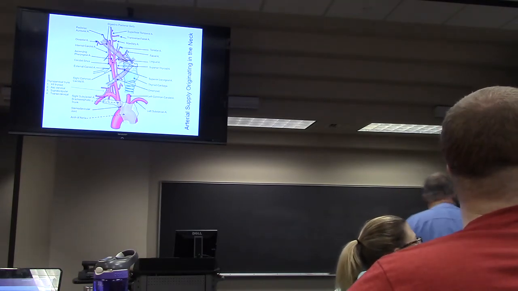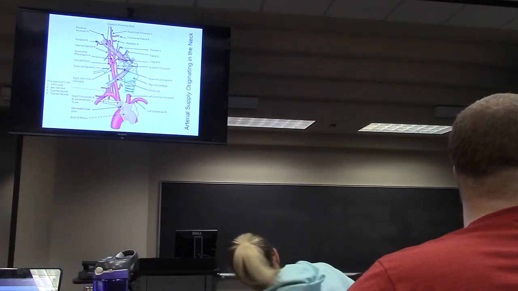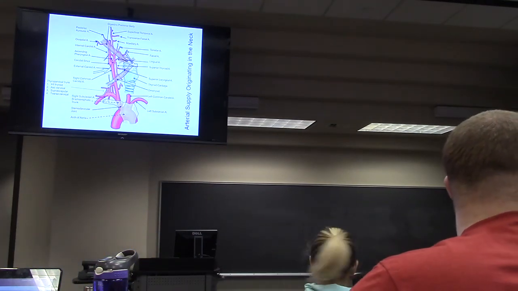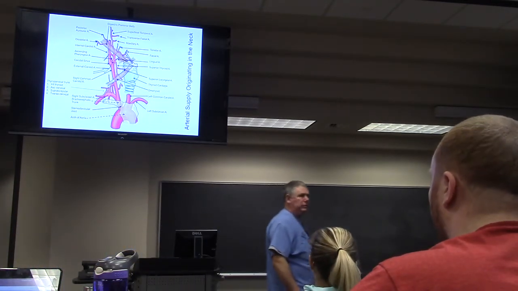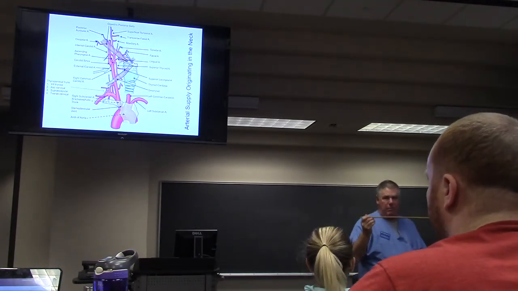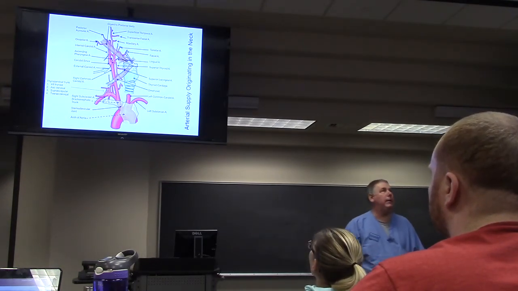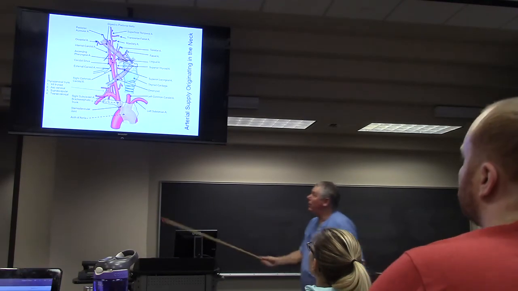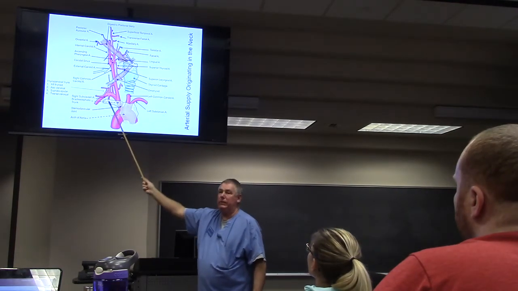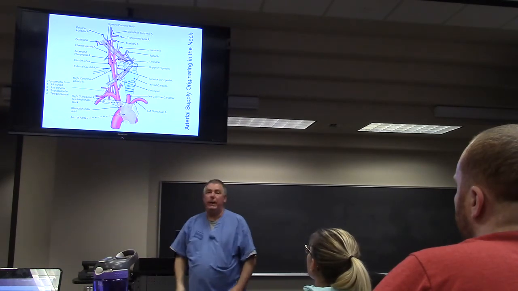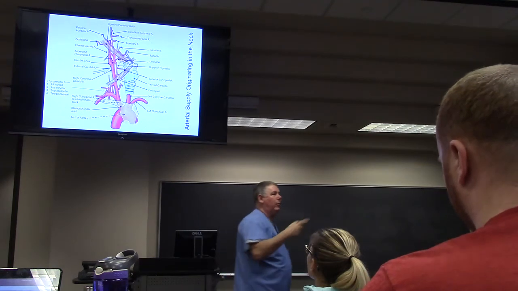Any questions about that? These arteries are smaller than the thickness of a pencil. About half the size of the thickness of a pencil. This artery right here, going downward, you won't see that today because it's kind of deep in there. That's the internal thoracic that's going to be going inside the chest wall.